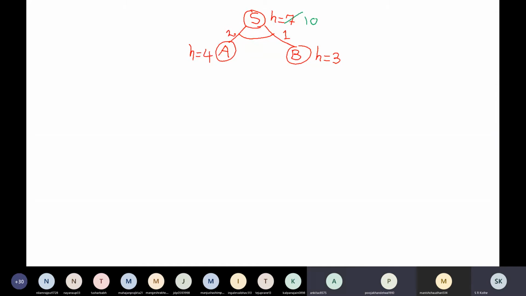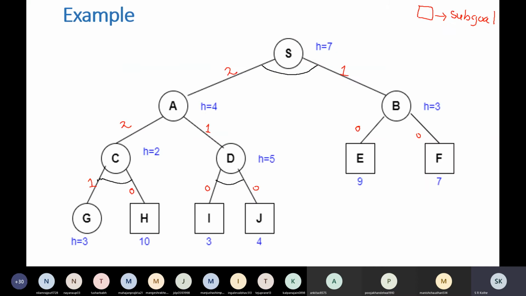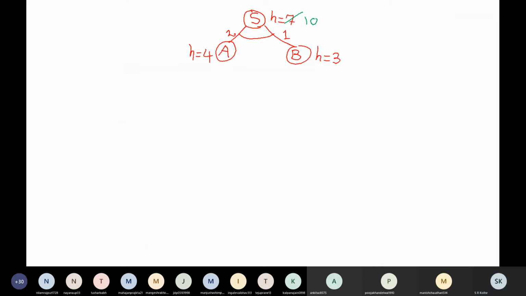Yes, sir. Because this is AND, you will have to explore both A and B. So A and B are on open. So you explore A as well as B. Suppose I explore B first. What will happen then? Expand B, generate its successors. So what are the successors of B? That is given, E and F.